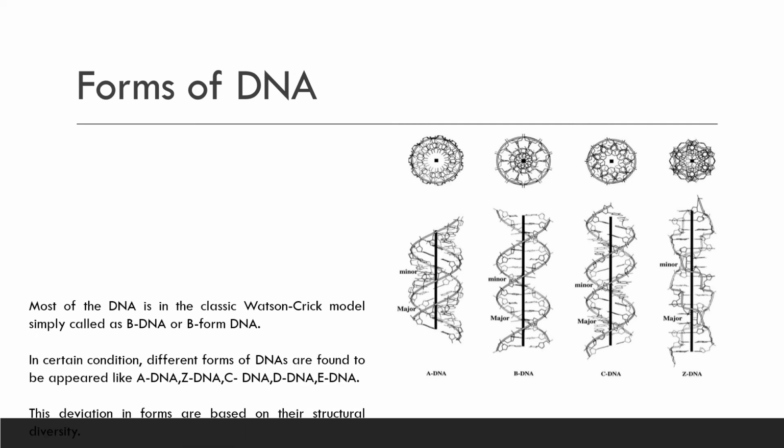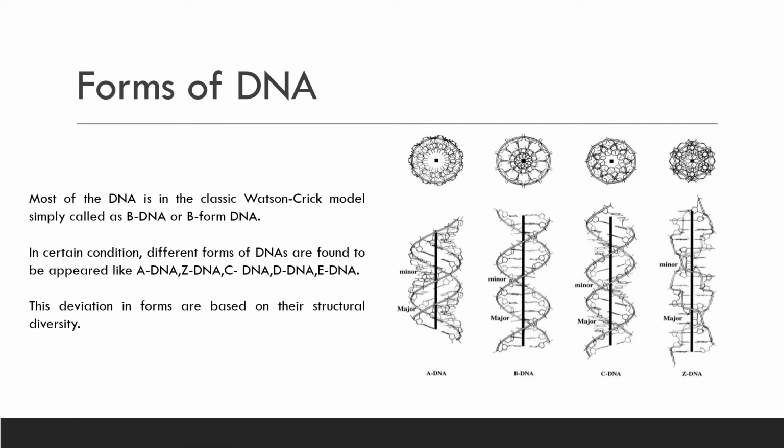Then we have the forms of DNA. As you can see on the screen, DNA can occur in four forms: A-DNA, B-DNA, C-DNA, and Z-DNA. There are more forms of DNA too. Most of the DNA is in the classic Watson-Crick model, simply called B-DNA or B form DNA. In certain conditions, different forms of DNA are found to appear, like A-DNA, Z-DNA, C-DNA, D-DNA, and E-DNA. This deviation in forms is based on their structural diversity.